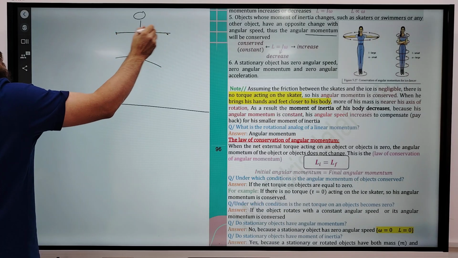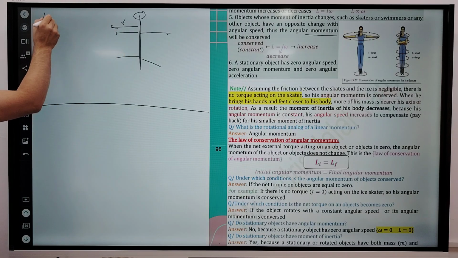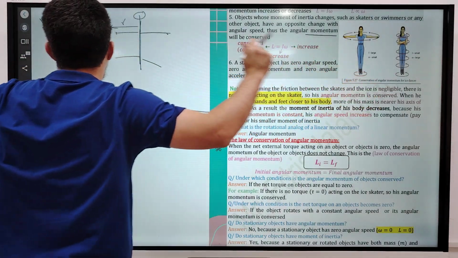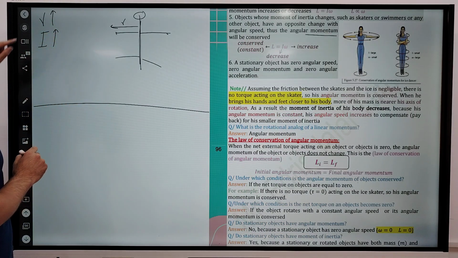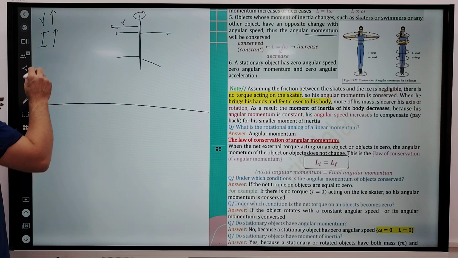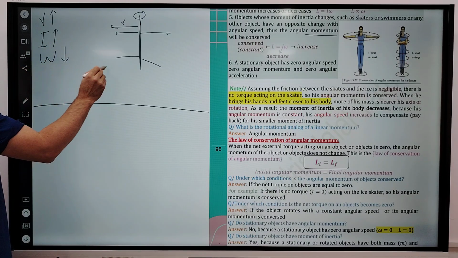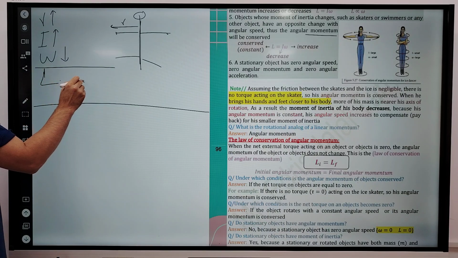Okay. So what happened to the radius? This is the axis of rotation. R increases in the case of extend. When R increases, what happens to the moment of inertia? It also increases, because R is directly proportional to the moment of inertia. So what about the angular speed? It decreases. But angular momentum is constant.